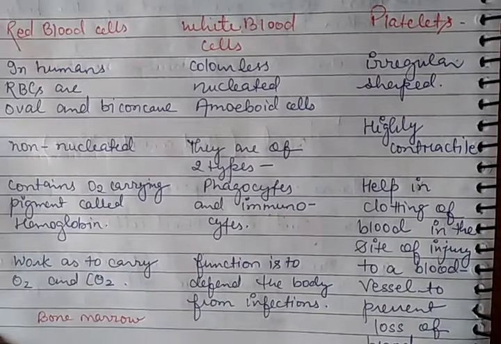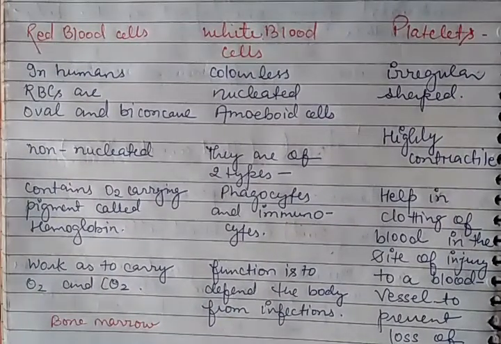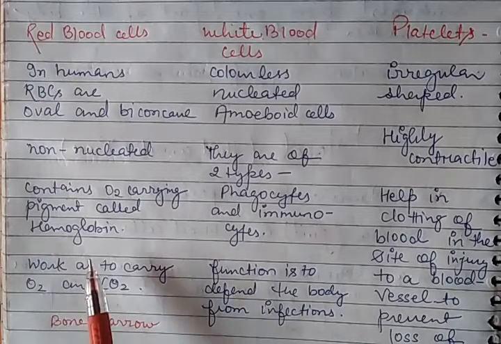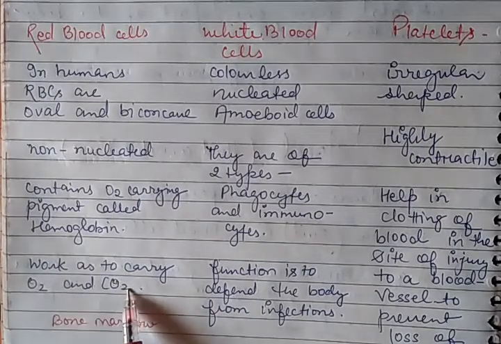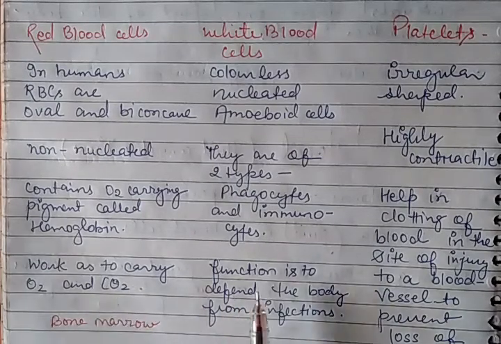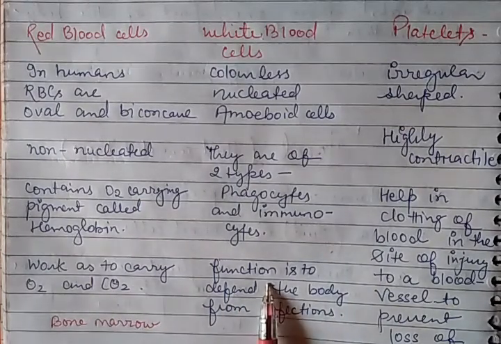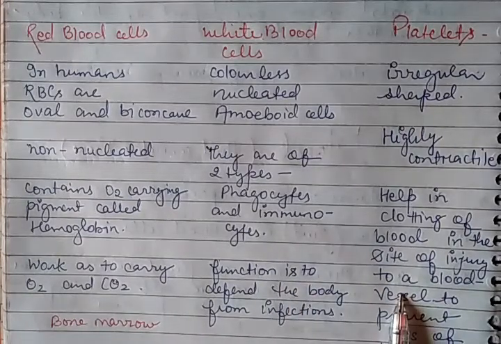So these are the cells found in the blood, which are red blood cells, white blood cells and platelets, and they all are very important. They have their own function. The red blood cell is responsible for carrying oxygen and carbon dioxide. White blood cells are responsible for the defense mechanism in the body. Platelets are responsible for stopping the bleeding at the time of injury of blood vessels.